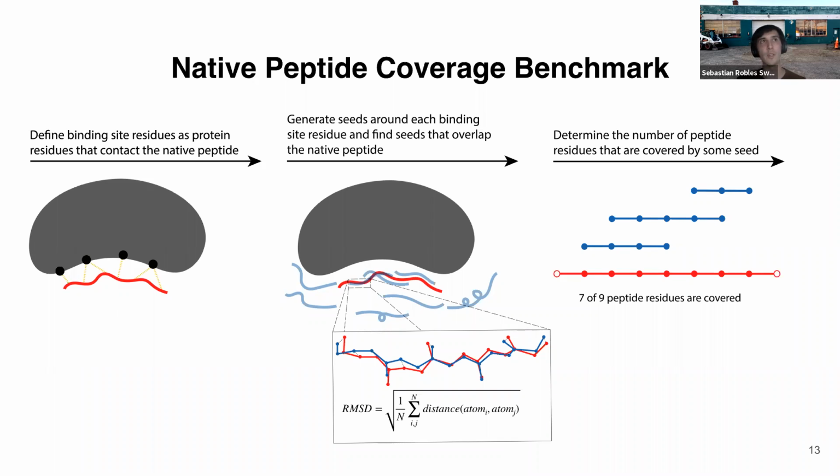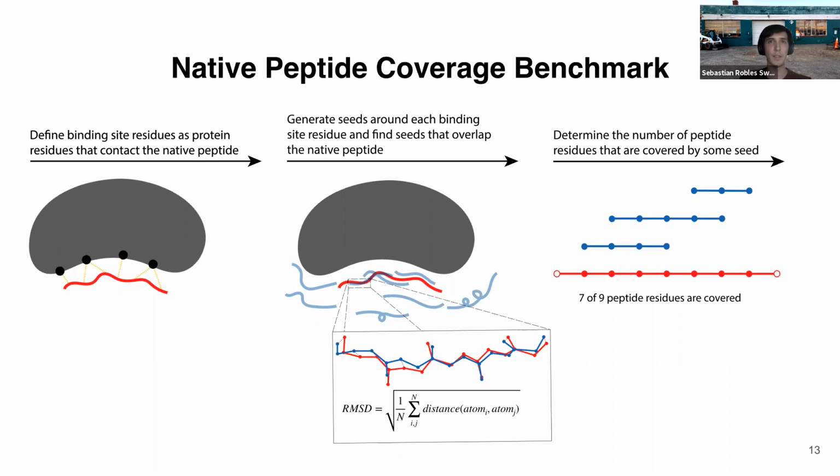And then we generate seeds using the method I described, and then ask whether in that big space of seeds, there are some that overlap really closely to the peptide. And that's based on this RMSD criteria that looks at the actual backbone atom overlap. And then we can add this up and ask how many overall of the peptide residues are described by some seed. So in this example, the end residues on the C and N terminus aren't covered, but the rest of them are. So we'd say 7 out of 9 peptide residues are covered in this case.